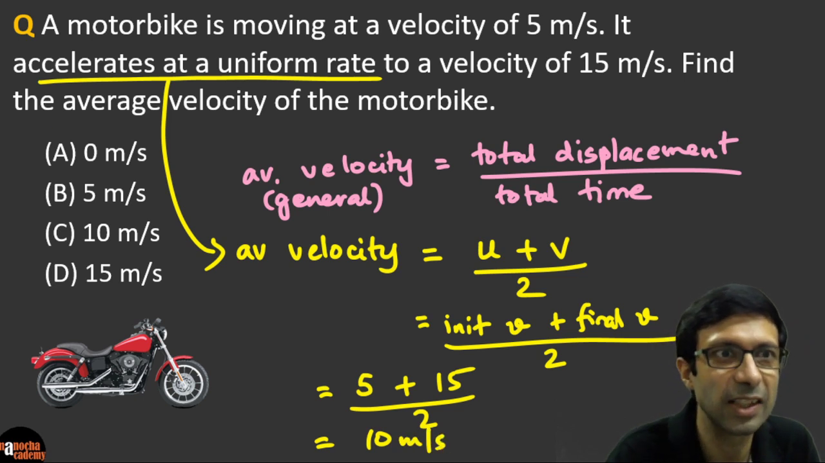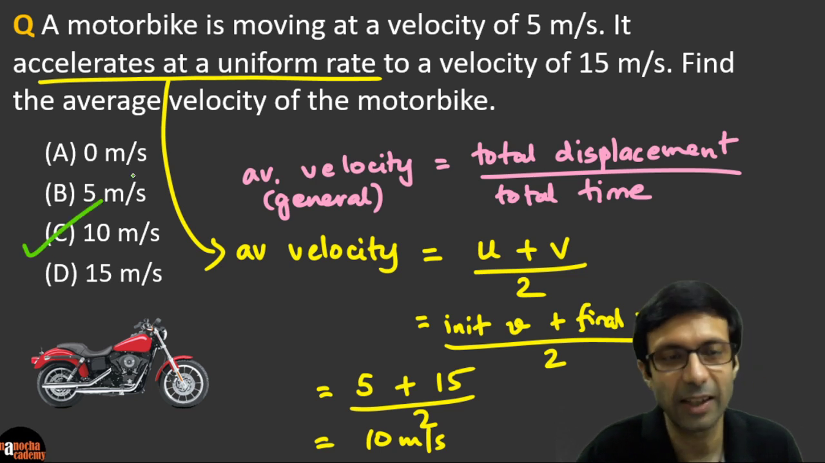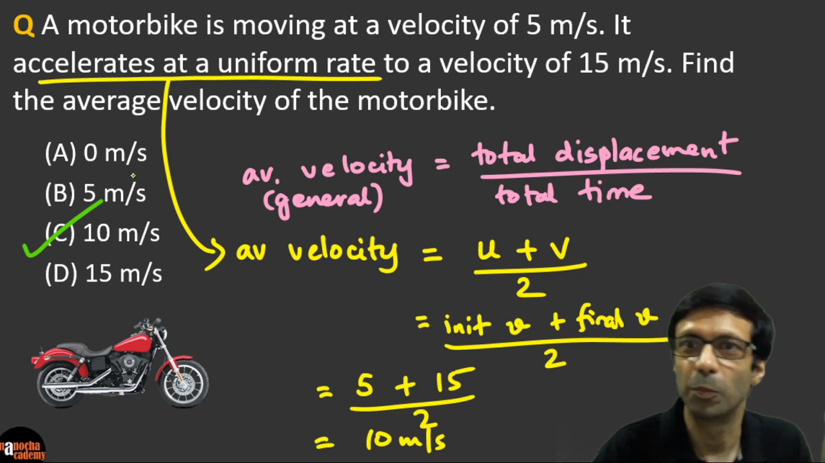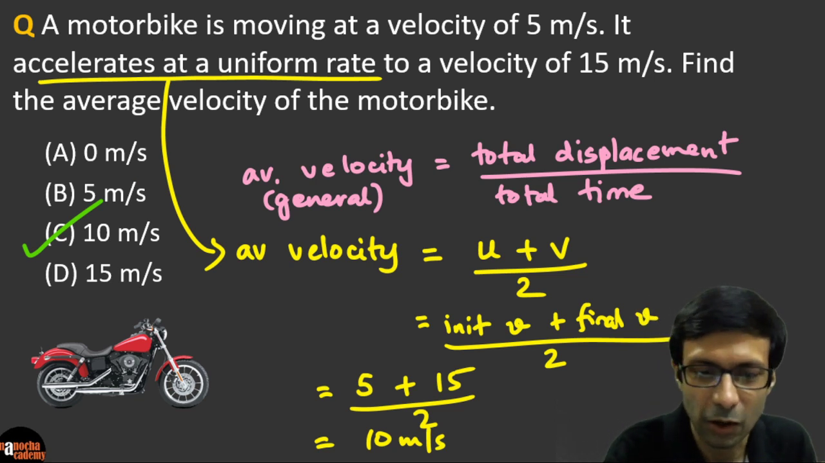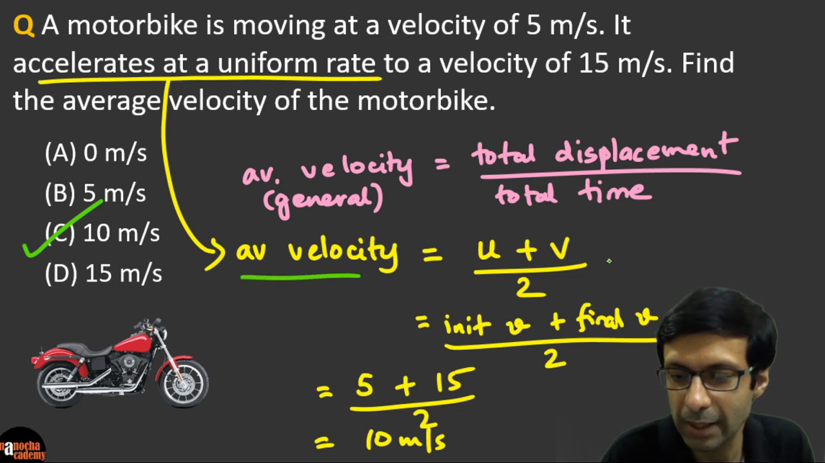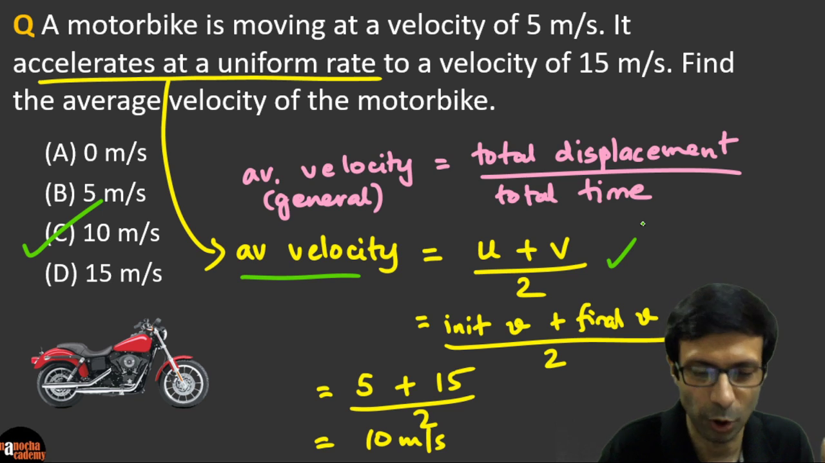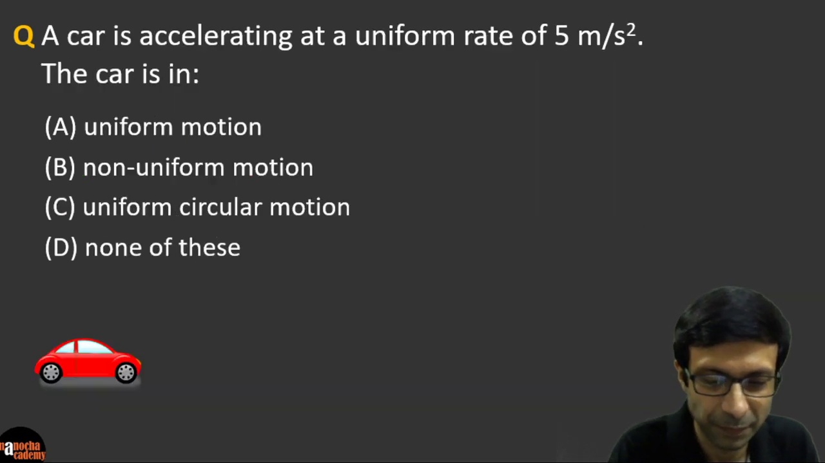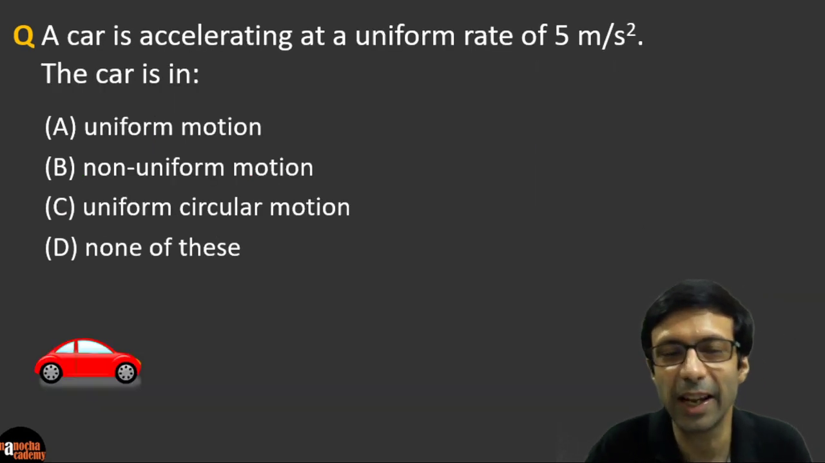So excellent. I see a lot of you have got C. C is the right answer, 10 meters per second. Superb. Okay. So please take a look here. For average velocity, use this special formula. So don't forget this. Sometimes we tend to forget this formula, (u plus v) by 2. That is the important one here. Very good. All right, are you ready for the next question?